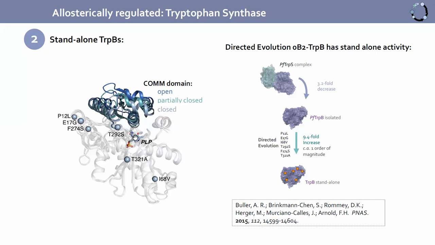And this enzyme has a COMM domain that covers the active site. It can adopt different conformations: open, closed, and partially closed. And this is interesting, and I'll show you why. The story here is that our first attempt was to try to understand directed evolution. The Arnold lab applied directed evolution, in this case in the beta, and they came up with a variant that they call 0B2, in which seven mutations were introduced, and these mutations were not in the active site and were not in the COMM domain either. So they were distal.